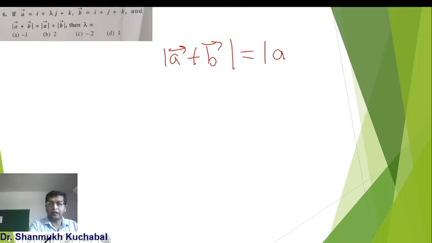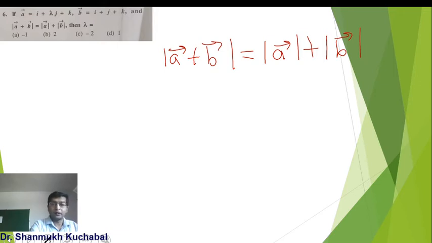Vector A is i plus lambda j plus k. Vector B is given. Then it will satisfy the modulus relation: mod of A plus B equal to mod A plus mod B. Then we have to calculate the value of lambda. So I take the given expression, mod of vector A plus vector B equal to mod of vector A plus mod of vector B. A and B are known to us. We have to calculate A plus B.